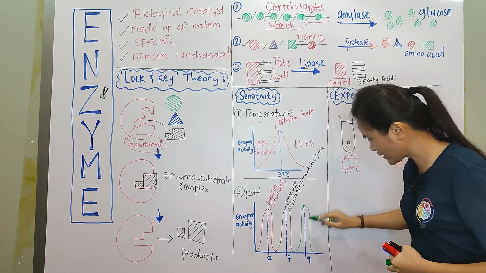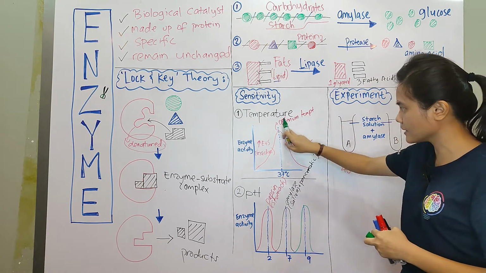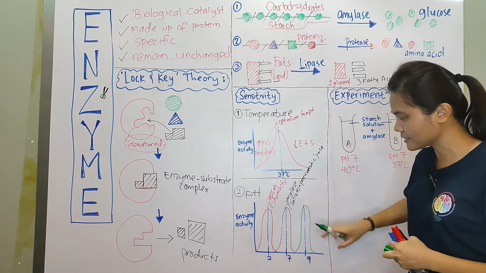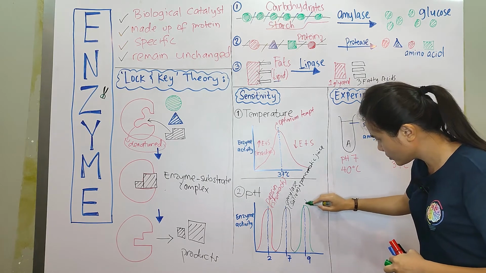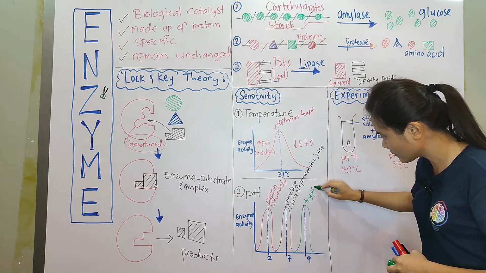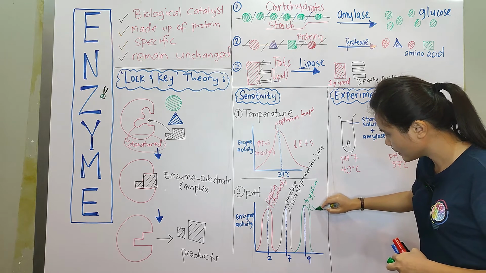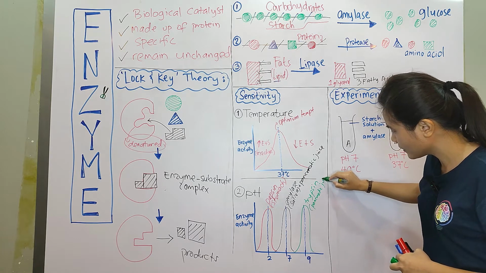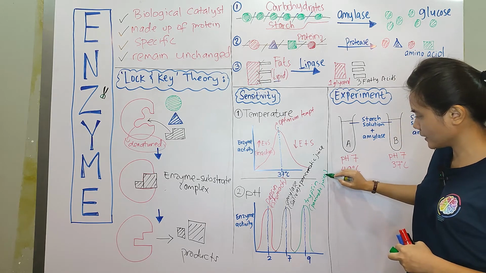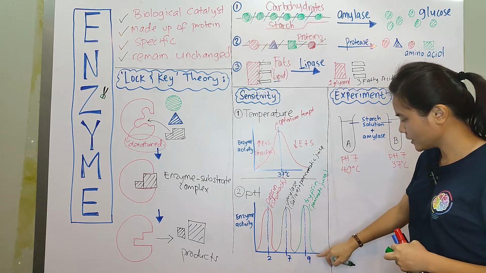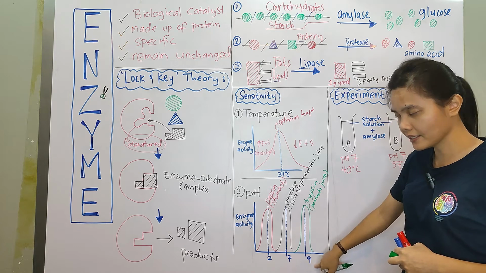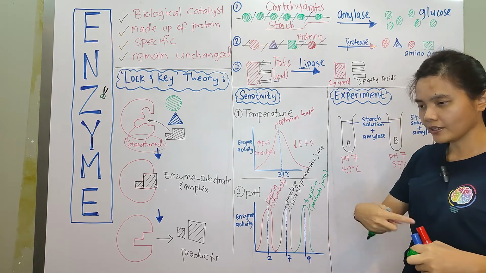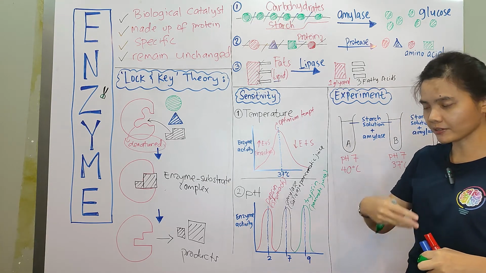Same. So at 9 is the optimum pH. If this is the optimum temperature, then the peak is the optimum pH. So this one, the enzyme is called trypsin in your pancreatic juice, right? It works at pH 9, and this can be found in the first part of your small intestine.